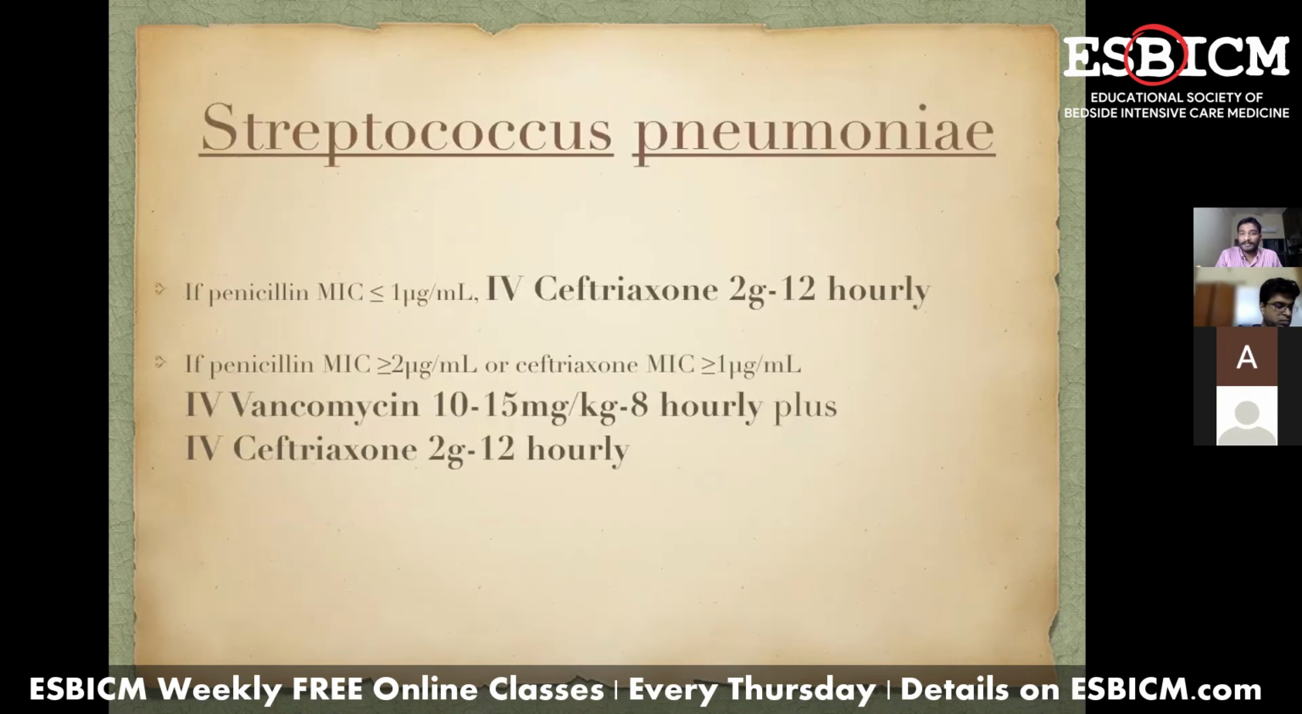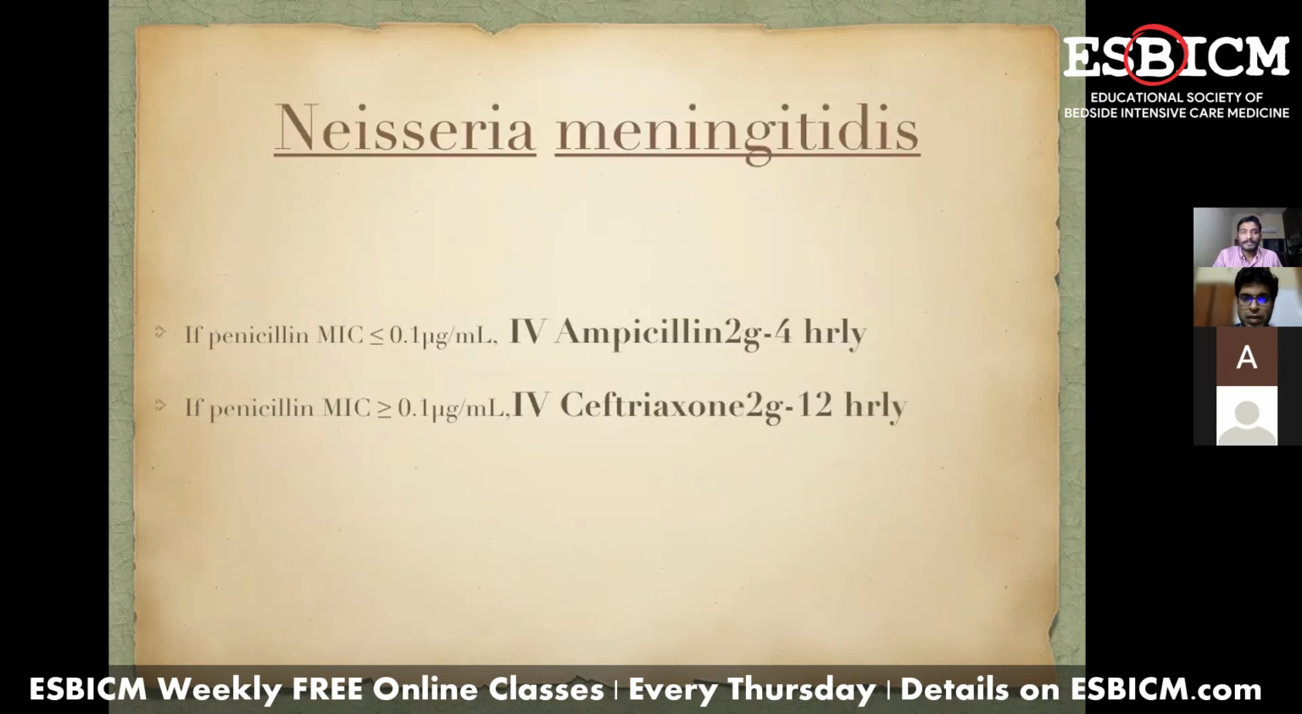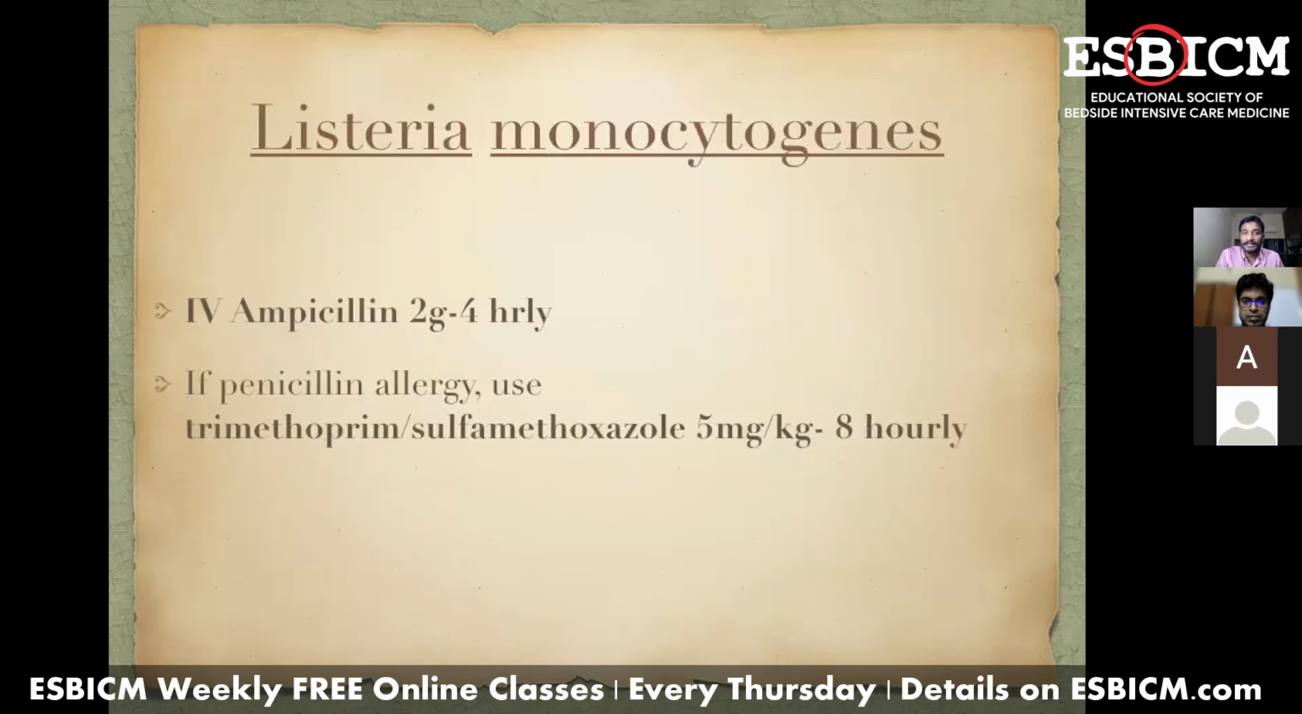And if we have cultures, we get the organism as Streptococcus pneumoniae. Then we give ceftriaxone, and if the penicillin MIC is more than 2 microgram per milliliter, then we give vancomycin and ceftriaxone. In case of Neisseria, we give ampicillin and ceftriaxone. No steroids in Neisseria or Listeria.